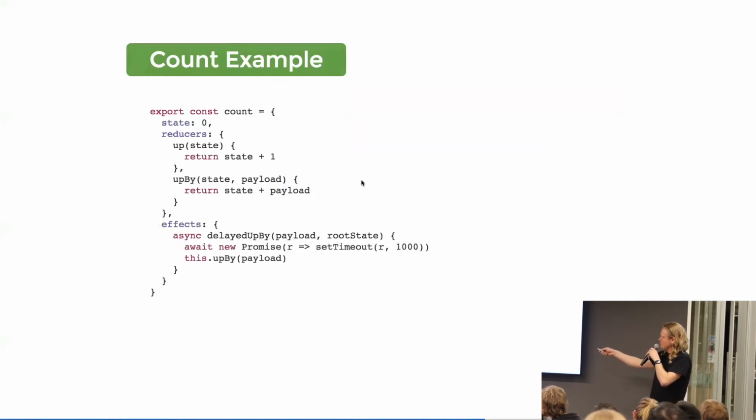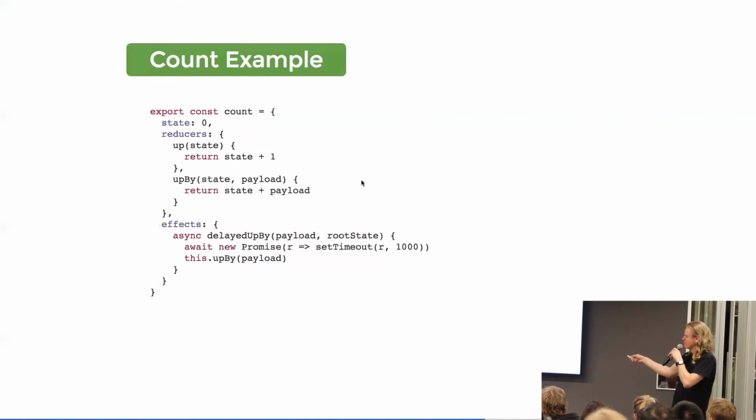So it kind of follows the same pattern as what the reducers look like. Basically, you give an effect a function. That one's called delayedUpBy. It takes the payload and we have access to the root state of your app, so that's the entire state tree of Redux. And you can put an async function here. So there's a promise to just delay a second. And then we've got some shorthand there. This actually references the model so you can call your reducers there. You can call upBy. So delay a second, then call your upBy reducer.